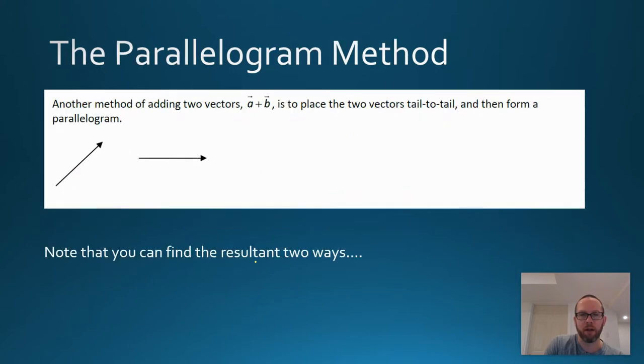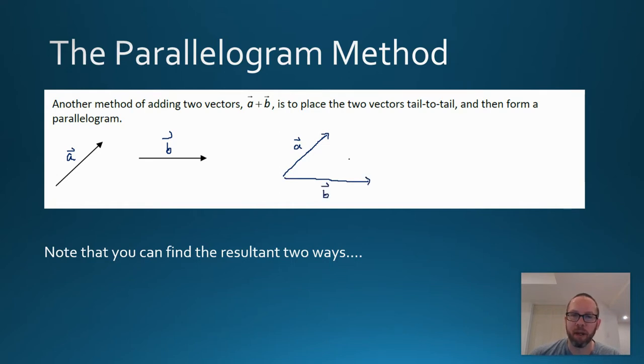A second method is called the parallelogram method. Maybe this method connects better with you. Let me show you how that looks, and then hopefully you'll be convinced that they're really the same method. So let's say we have vector A and B. This time we place the two vectors tail to tail. So I'm going to draw A. I'm going to draw B. This time I'm drawing B here, tail to tail.